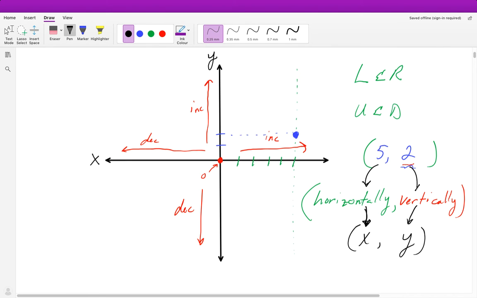And our second number is telling us how we're moving vertically, or now we know it's referred to as our y value. All right, we're going to look at one more little picture, which is then going to name some of these regions and go over this again. And then we're going to do some problems together.